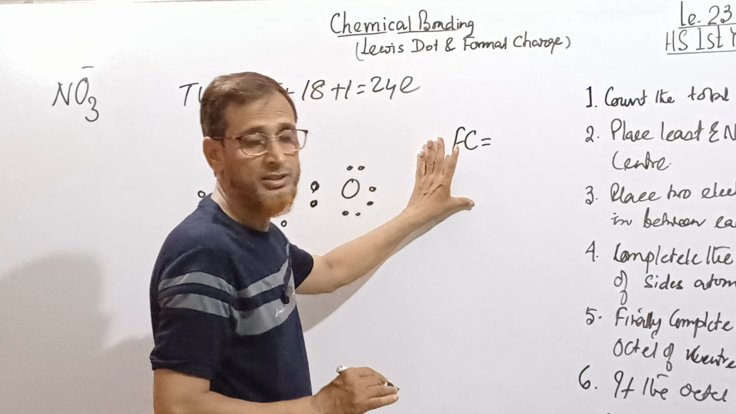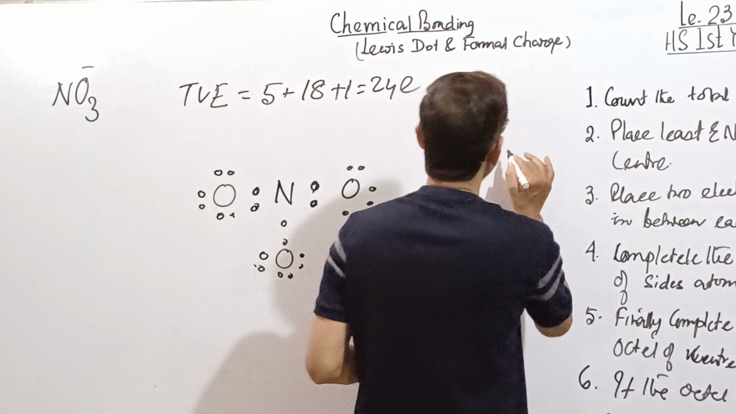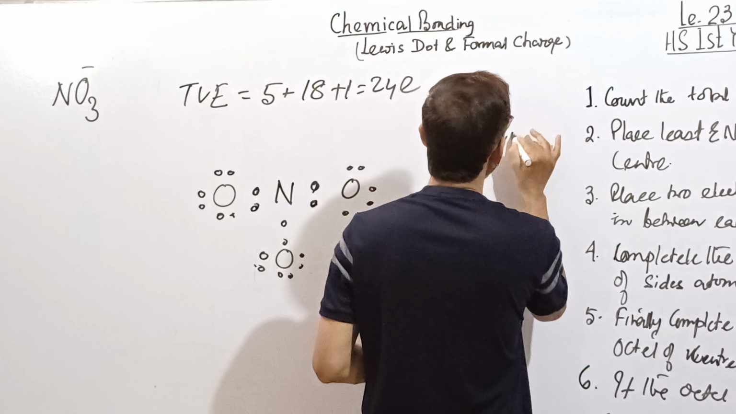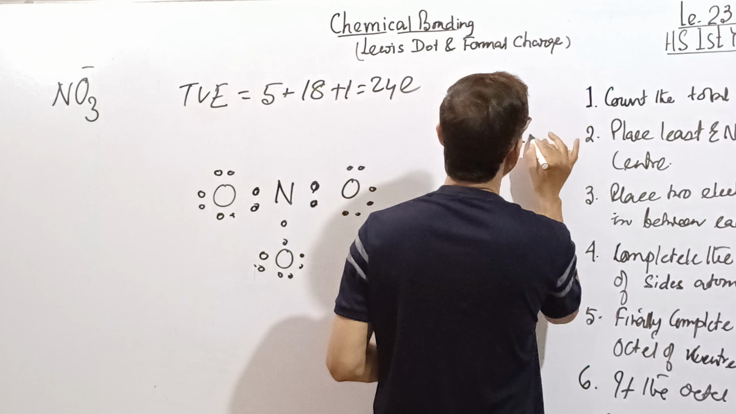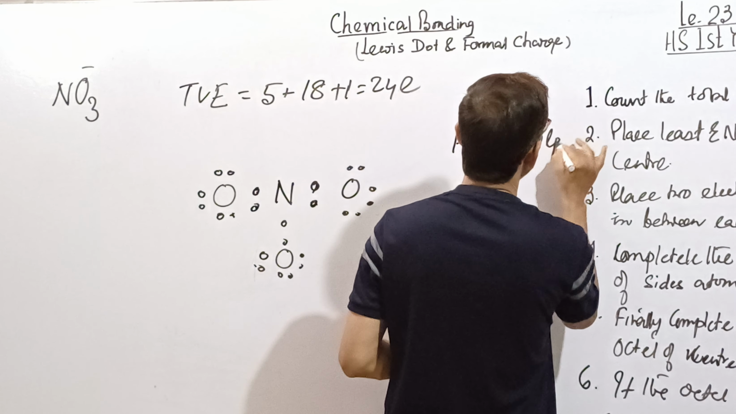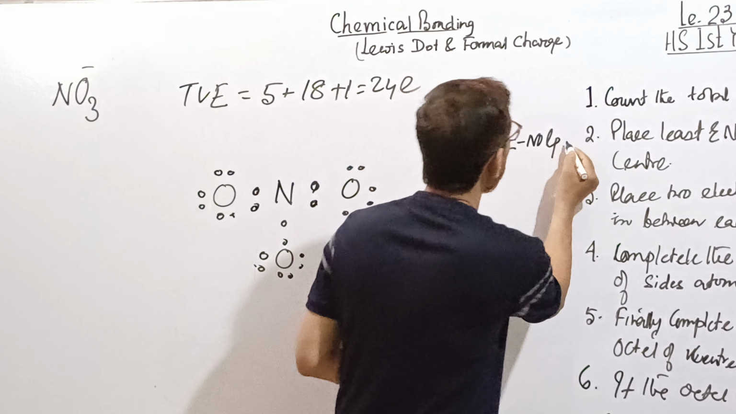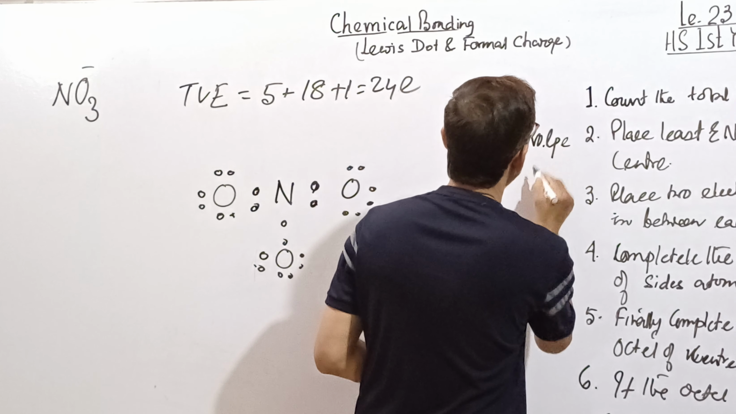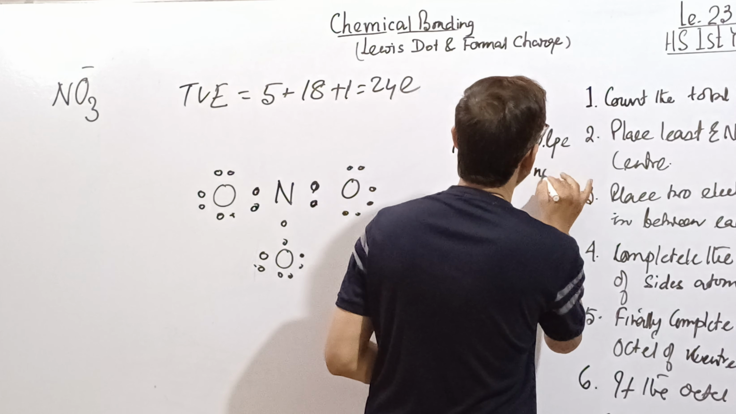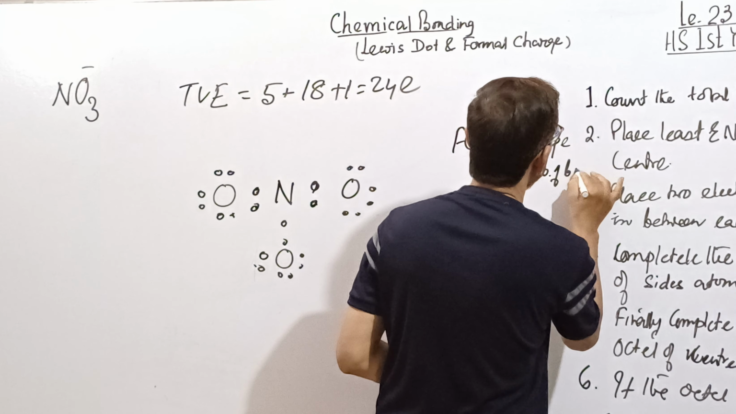Now, what is formal charge? How to find it out? That is valence electrons minus number of lone pair electrons minus number of bonds.